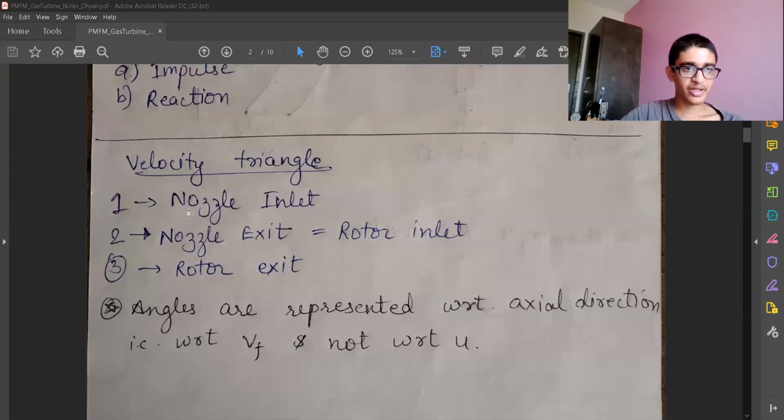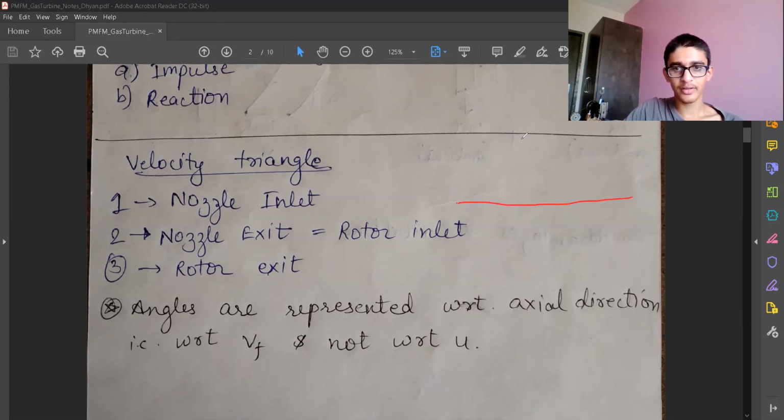So let's say subscript one means the nozzle inlet, that is the stator inlet. Two is the nozzle exit or stator exit, and this is the same as rotor inlet. And three is rotor exit. And angles are represented with respect to axial direction, that is with respect to VF and not U. So that was also a case for one of the things which we have seen earlier.